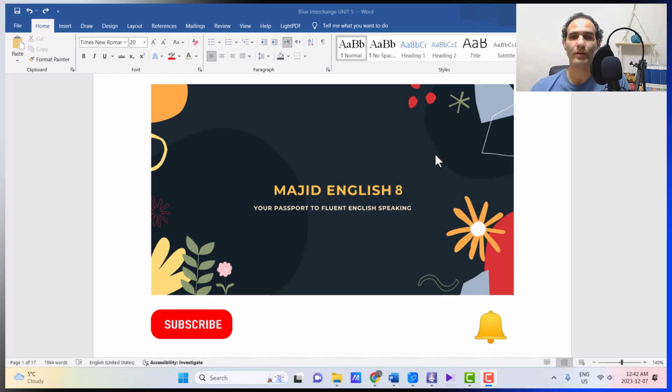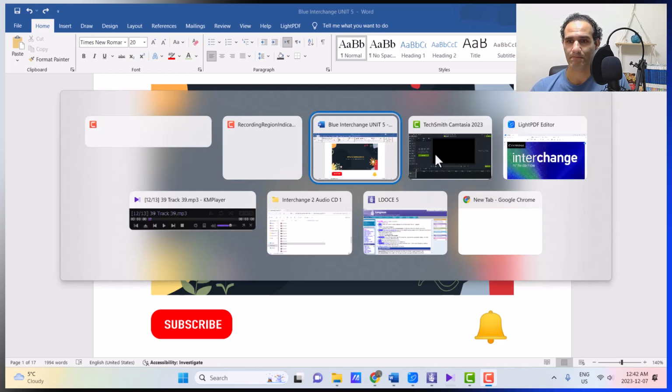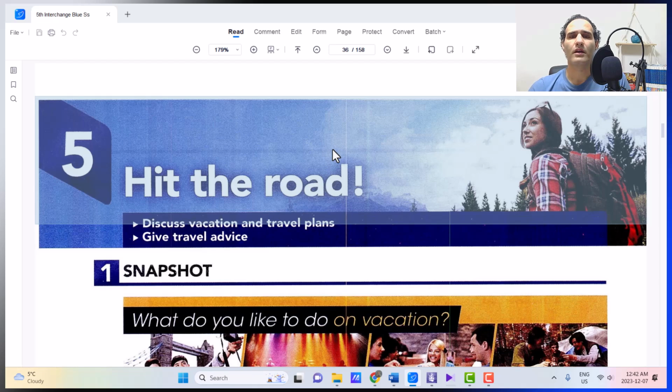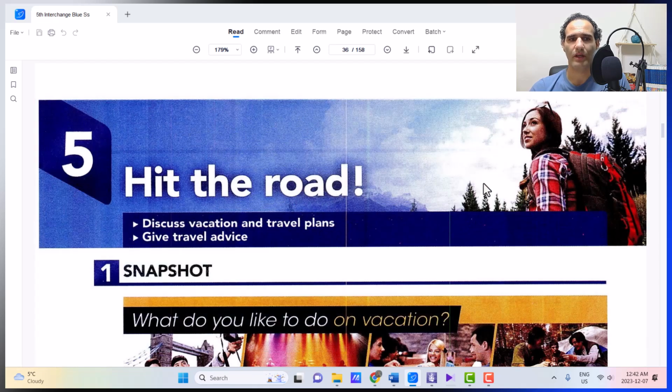Today I am with you with another unit of Interchange, the Blue Book. Very beautiful and good for intermediate and advanced students. My book is 5th edition, but you can use any other edition. So, Units 1, 2, 3, and 4 I have already taught, and today I am teaching you Unit 5 of the book titled Hit the Road.